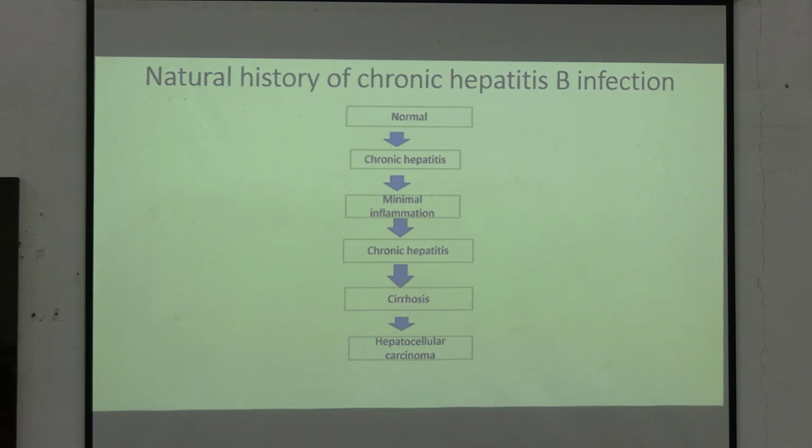Now the natural history of chronic hepatitis B infection. First, normal. Then chronic hepatitis, then minimal inflammation, chronic hepatitis, cirrhosis, and hepatocellular carcinoma. These are the natural history of chronic hepatitis B infection.